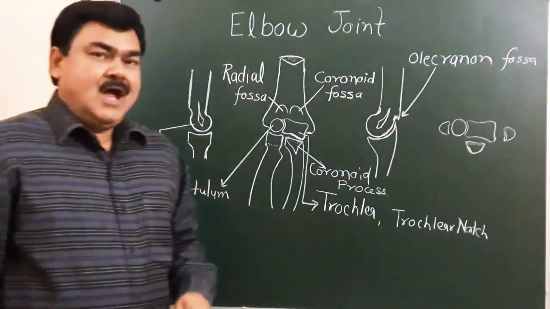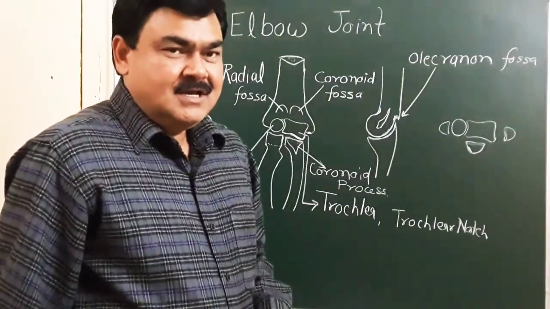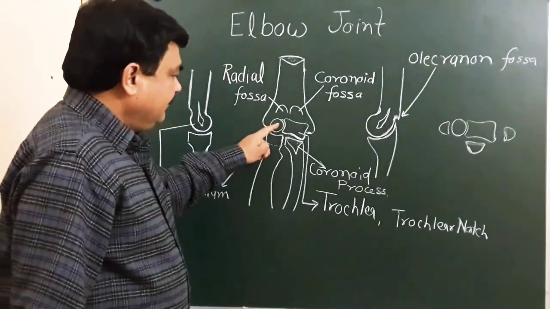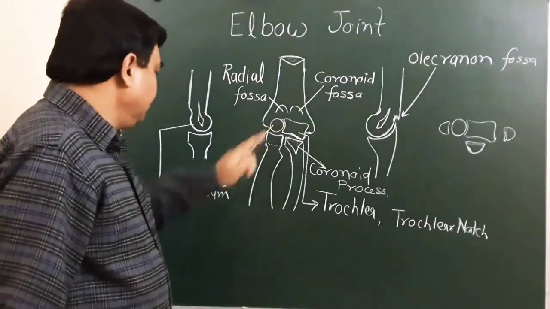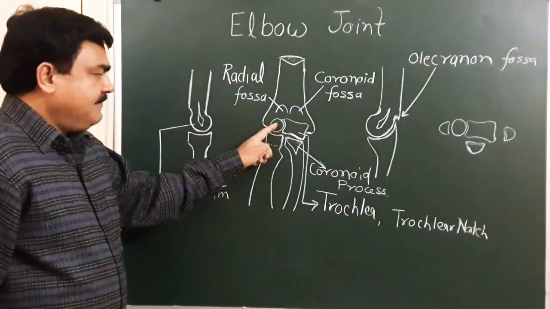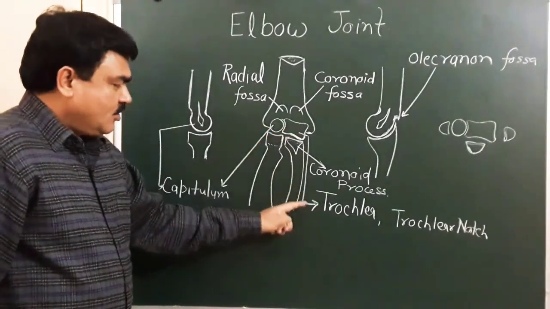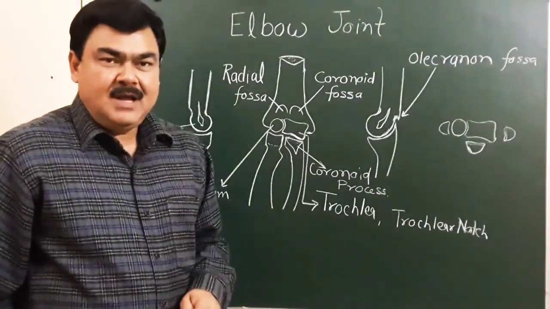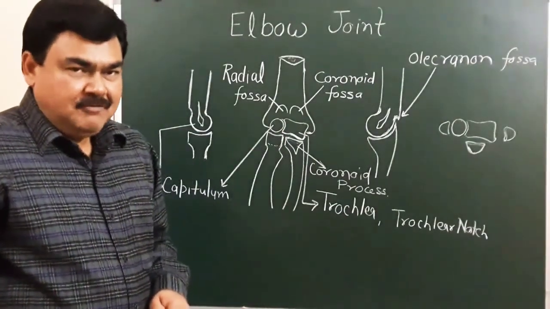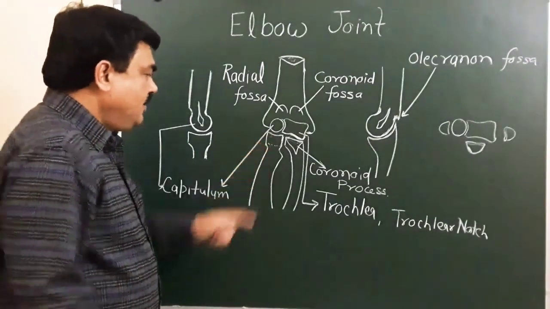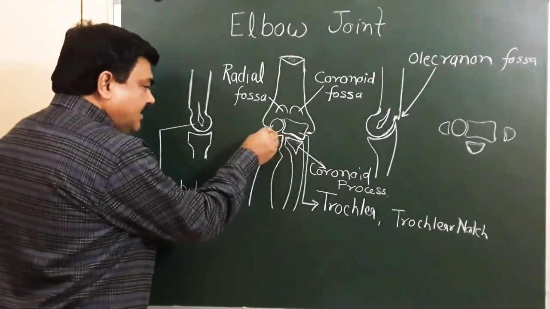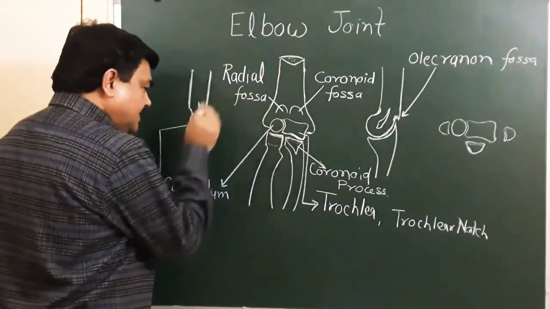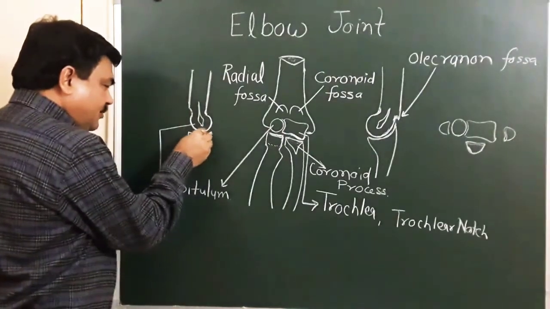So now, the articular surfaces on the superior side and upper part. The articular surface is formed by the capitulum and the trochlea. The inferior articular surface is formed by the superior articular surface of the head of the radius. This is the head of radius. It has a superior articular surface.